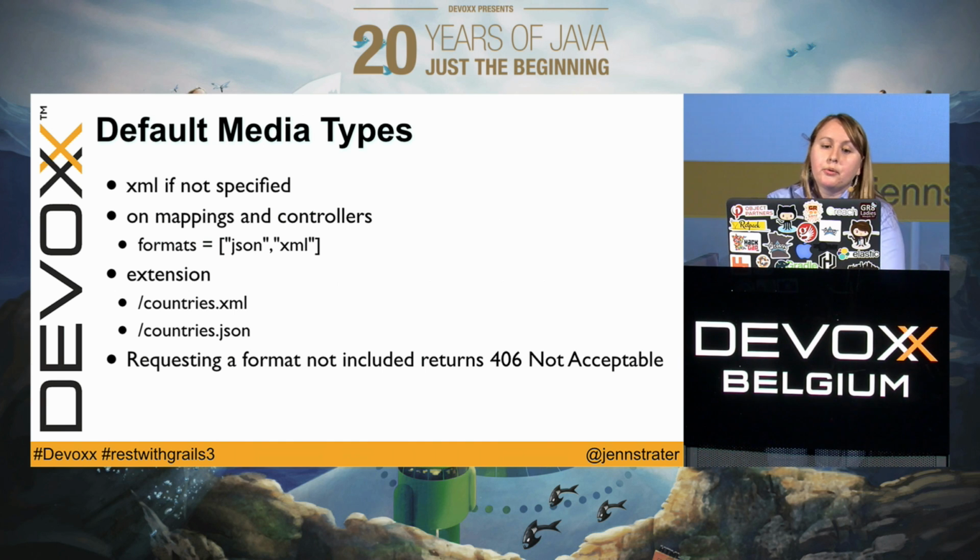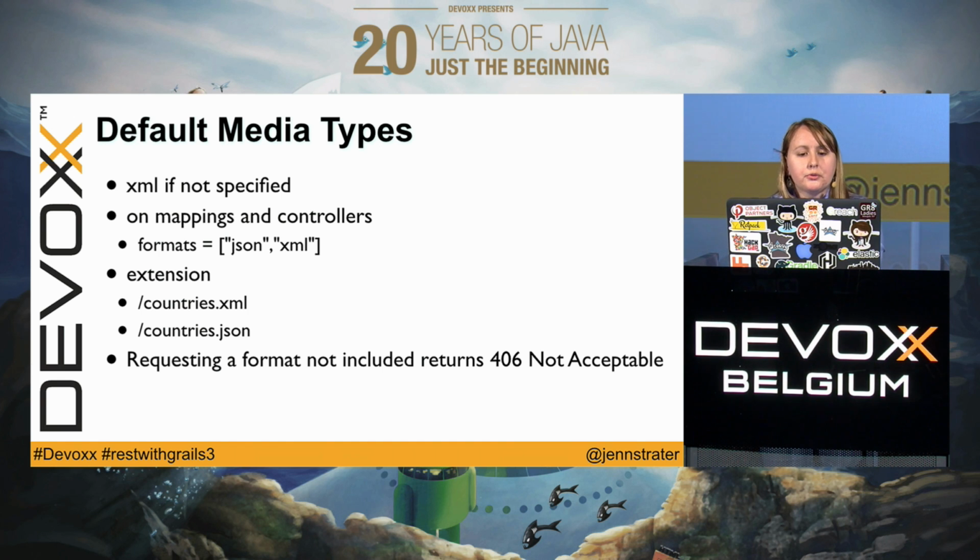So another thing you might want to do is look at media types. By default, if you don't specify anything, so we were looking at the different ones that had formats equals JSON and XML. But if you don't specify one, it uses XML by default. But you can add in what you want via mappings and controllers. So if you add JSON first, it's going to use JSON as your default, and then XML if you request it. You can add in lots of other types as well.